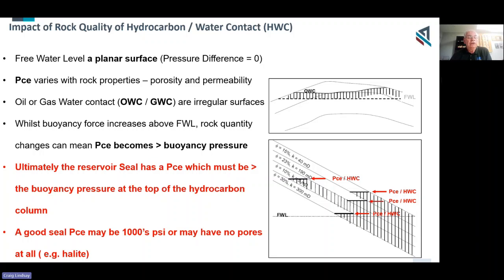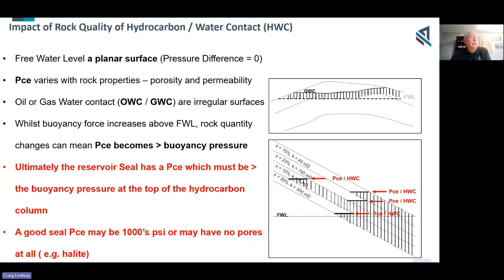And of course the key thing to remember is ultimately at the top of the hydrocarbon column we have a seal. And that seal, the entry pressure of that seal must be greater than the buoyancy pressure of that hydrocarbon column. Otherwise, it can't hold the hydrocarbon. And we can see that a good seal may have an entry pressure of thousands of psi even, or it may have no pores at all.